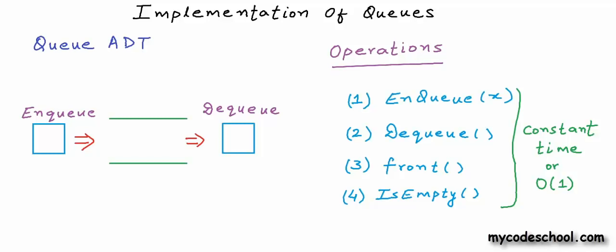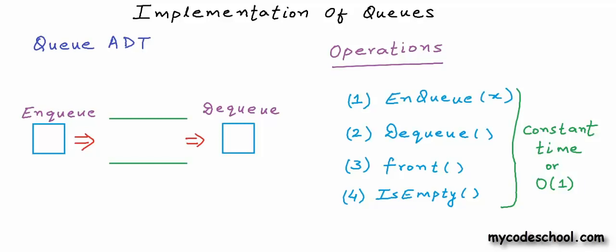I have defined queue ADT with these four operations that I have written here. In an actual implementation, all these operations will be functions. Front operation should simply return the element at front of queue. It should not remove any element from the queue. IsEmpty should simply check whether queue is empty or not. And all these operations must take constant time. Enqueue, dequeue, or looking at the element at front, the time taken for any of these operations must not depend upon a variable like number of elements in queue, or in other words, time complexity of all these operations must be big O of 1.